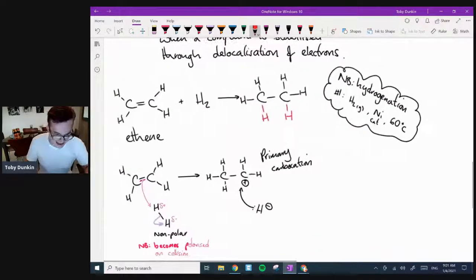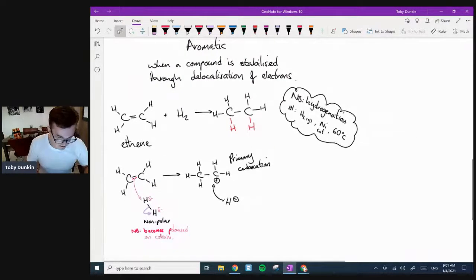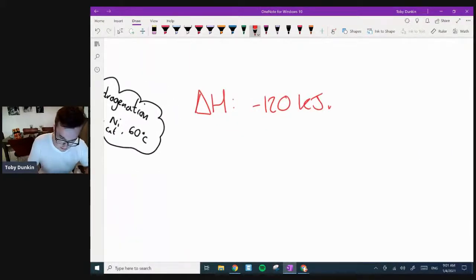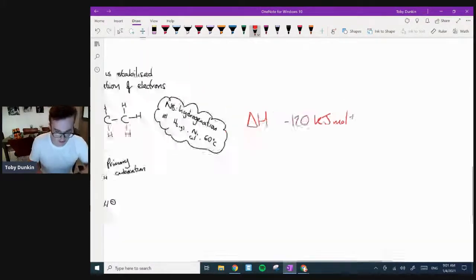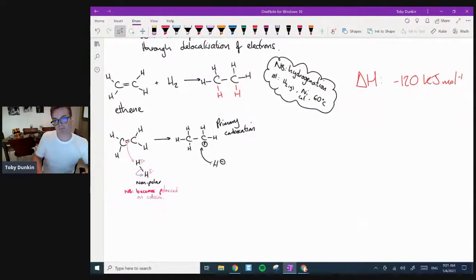Now, we can measure the enthalpy of that reaction. Not the easiest reaction to measure, but it can be done. And when we measure this, we get a heat change, a delta H, of, give or take, about minus 120 kilojoules per mole. So the enthalpy change for that reaction there is 120.